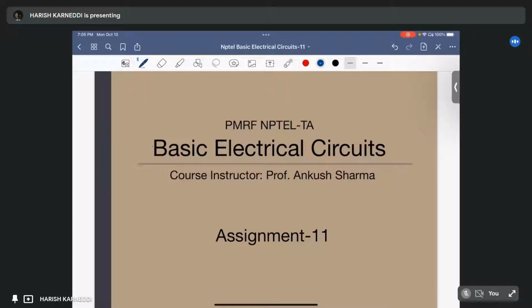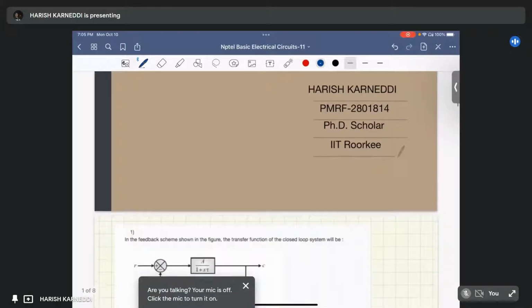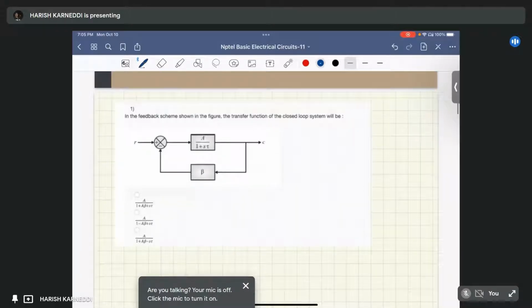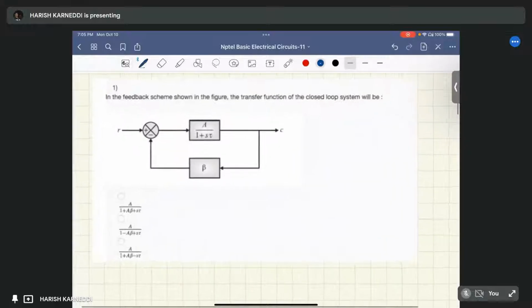I am the PMRF Fellow at IIT Roorkee, Department of Hydro and Renewable Energy. Today I am going to discuss the assignment 11 problems of the basic electrical circuits course, the course instructor Professor Ankush Sharma. This assignment 11 mostly deals with the basics in control systems, that is block diagram reduction techniques, state space modeling, and signal flow graphs.